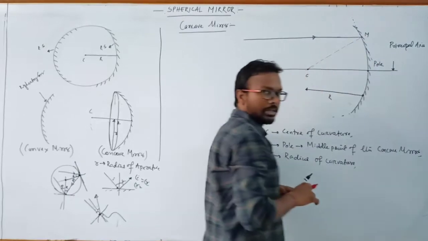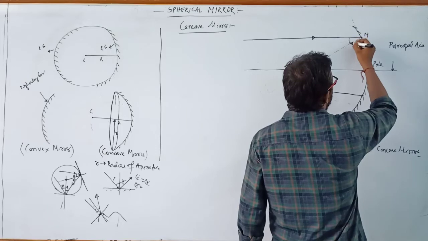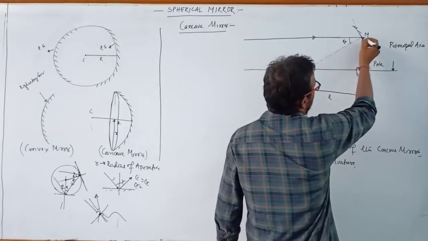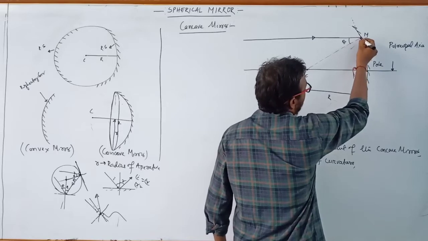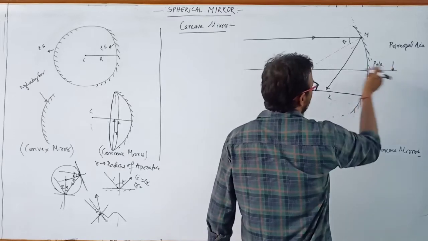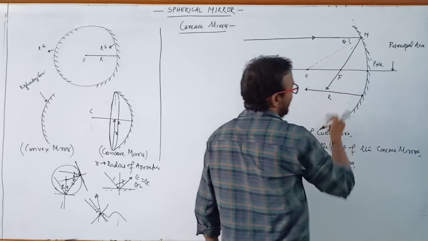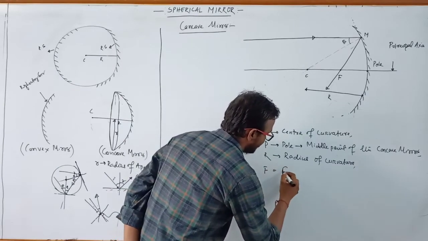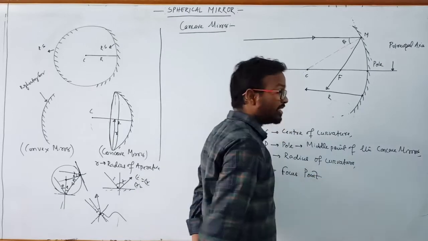This is the normal, and we already know that if this is the angle of incidence theta, then the angle of reflection must be equal. The ray is reflected in this direction and intersects the principal axis at point F, and this point is known as the focus point. So what is F? F is known as the focus point.